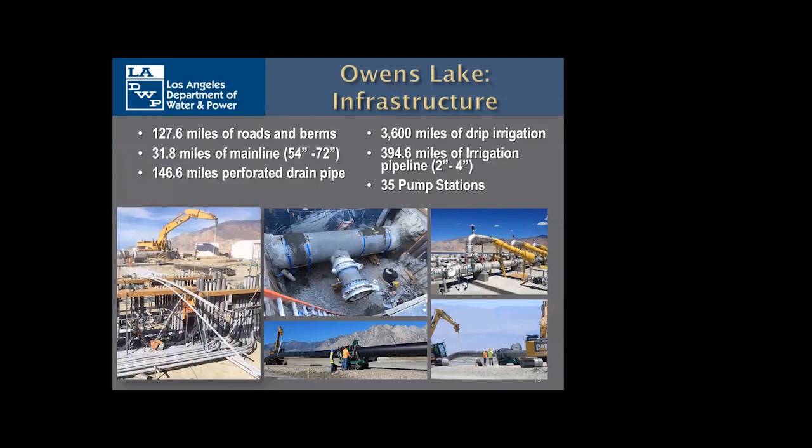Some of the infrastructure is not visible. You go out there, you're not going to see all this pipe. All of this is buried. It's enough infrastructure for an entire city. If you have ever been to the city of Long Beach, it's 30 square miles. Well, we have 48.6 square miles of infrastructure.